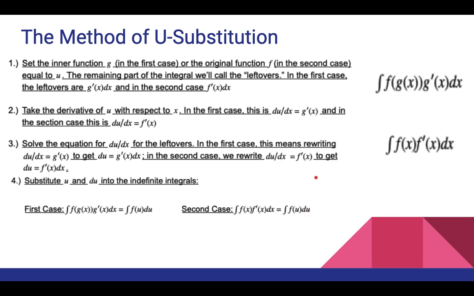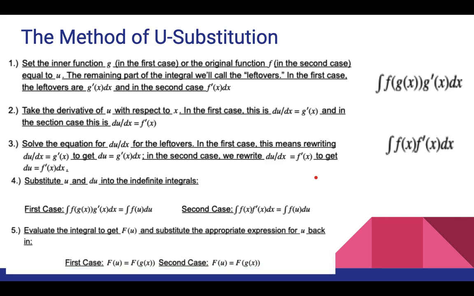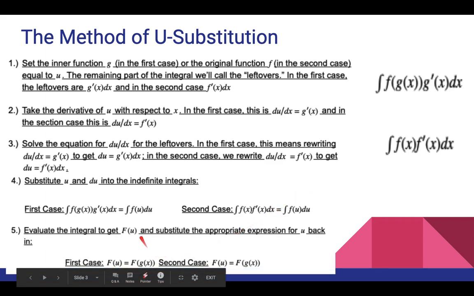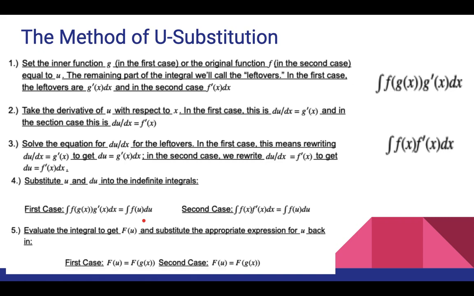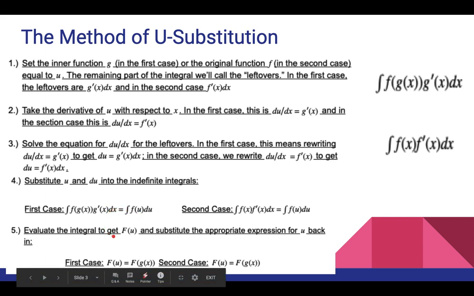So as a result, we're going to evaluate the integral to get f of u, okay? So let's say little f has a known antiderivative, big F. So as a result of replacing, we can replace our inner function and our derivatives with u, and that's going to allow us to evaluate the integral to get the antiderivative of f with respect to u. And then we can substitute the appropriate expression for u back in to get our antiderivative.